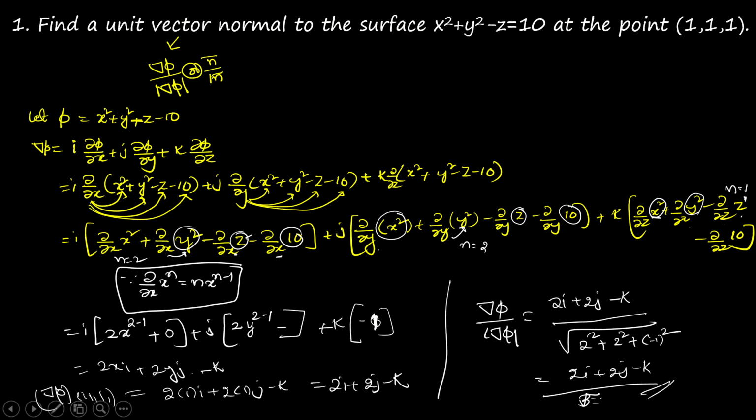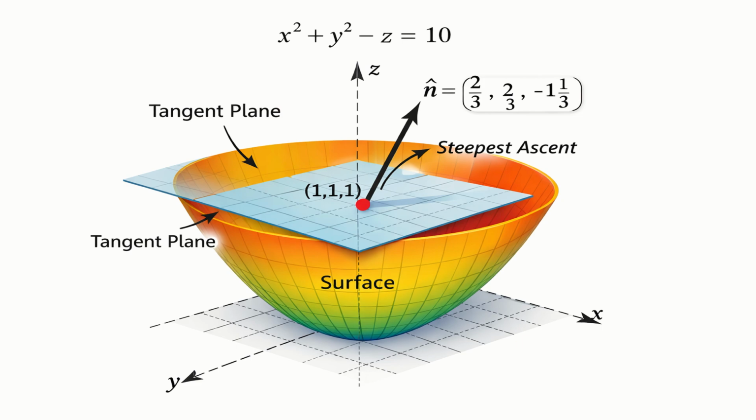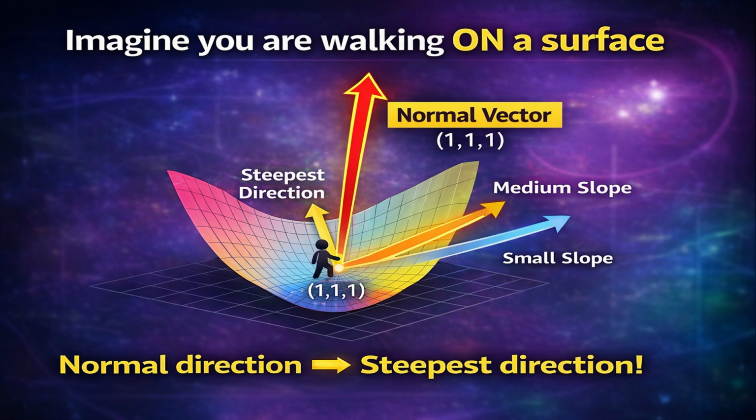Now look at the graphical representation of the unit normal vector to the surface. This is a surface, and this is a normal vector to the surface. This is the steepest distance. Suppose for example at (1, 1, 1) we are here.